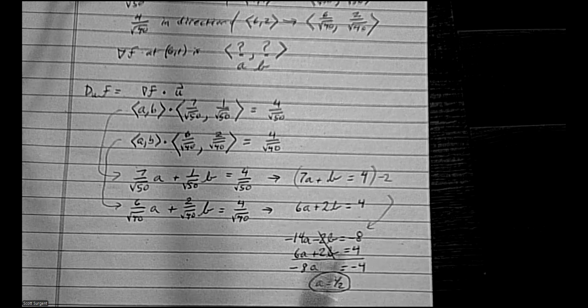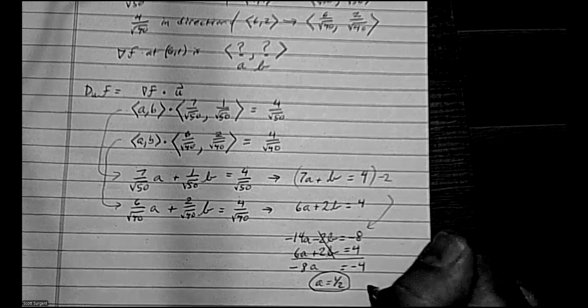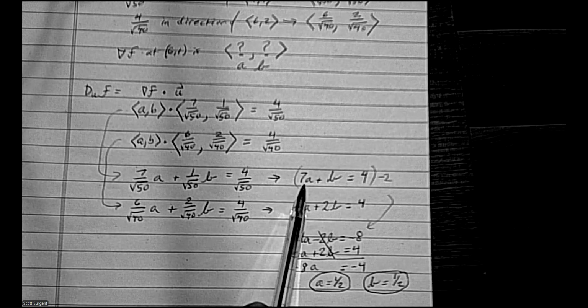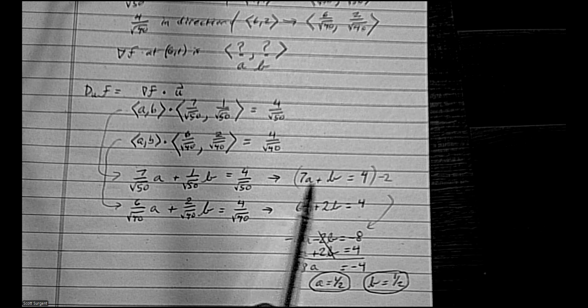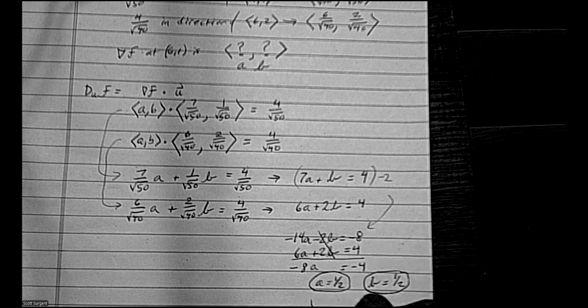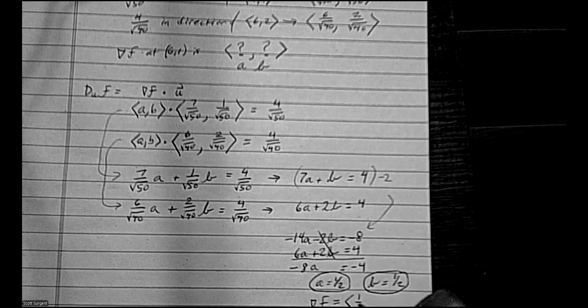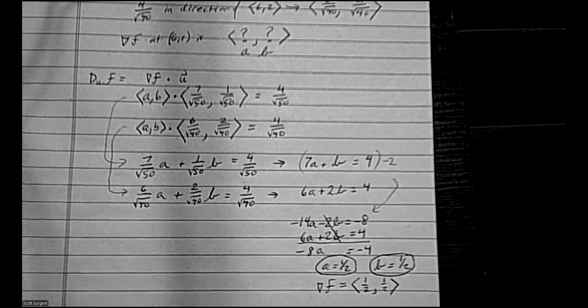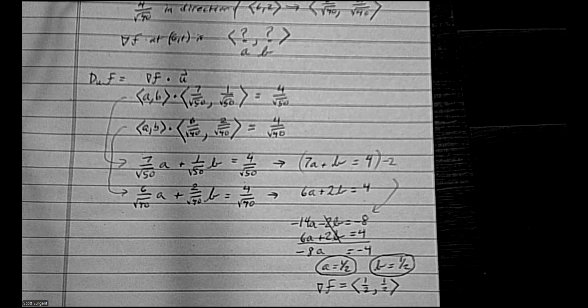And then I can just go back and substitute to get B. So if I put it in right here, 6 times a half is 3. Subtract it out gives you a 1. And then divide by 2 and you get B is 1/2 as well. Now I should check that up here too. Let's make sure. So that would be 7 times a half, that's 7 halves, plus 1/2 is 8 halves. Yep, that's 4. So that looks good. So that would be your gradient. So the gradient of f at this point is this vector. Okay. Does that help? Any questions on this one?